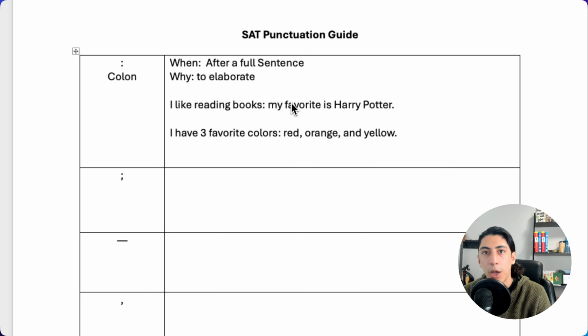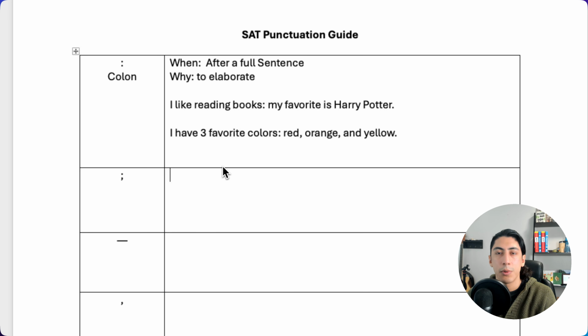Here's another example. I have 3 favorite colors: red, orange, and yellow. So one important note here that you might have noticed, this has to be a full sentence, but what comes after does not have to be a full sentence. It could literally be anything, but just make sure that right beforehand, you have a full sentence. You'll need to know colons for all 3 levels.